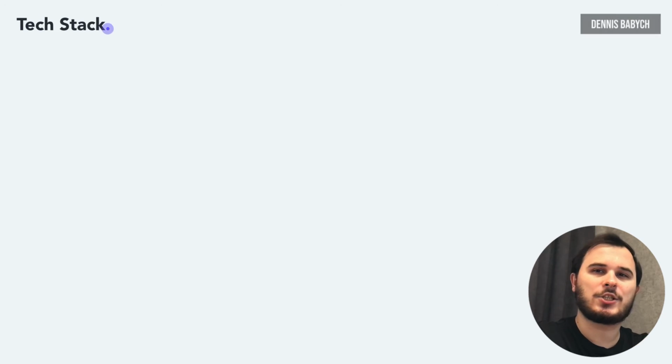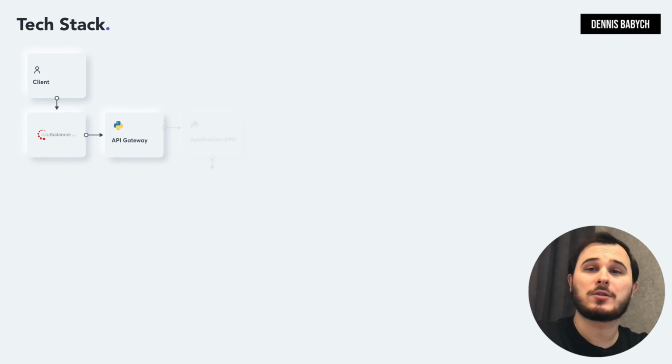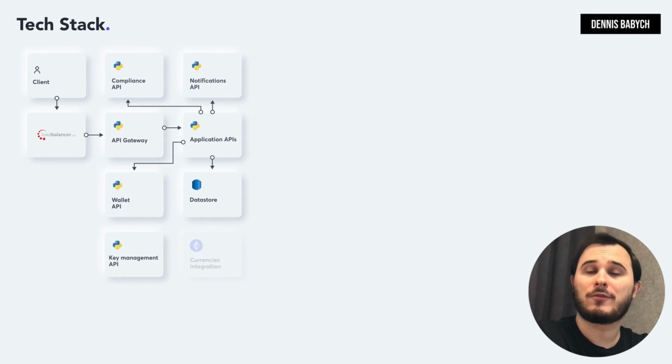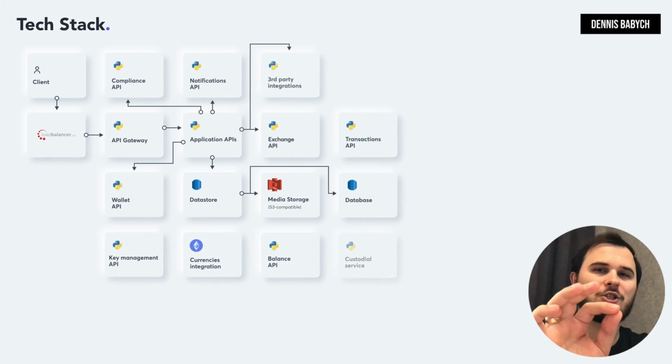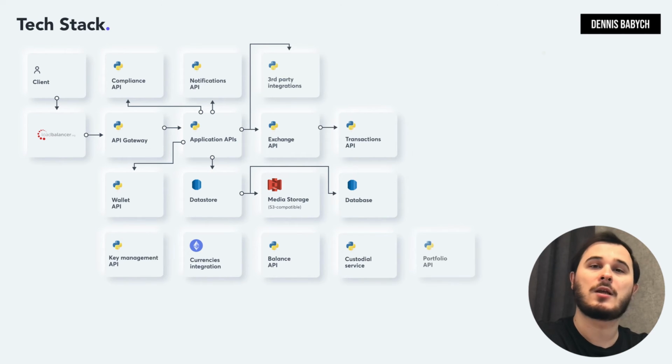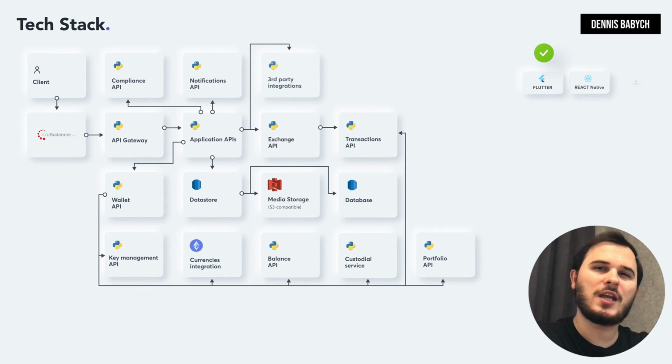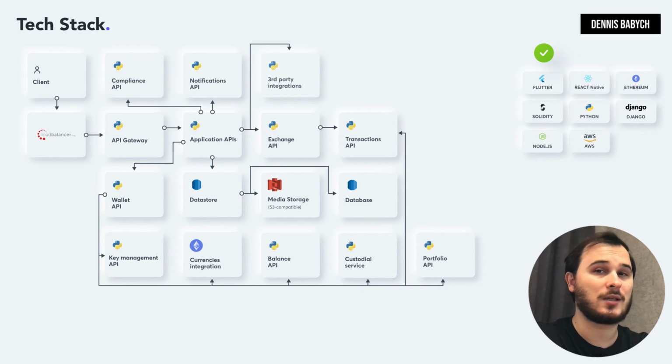So, if you're planning to create a crypto wallet, it's essential to select the appropriate tech stack that enables rapid development of your minimum viable product. Flutter or React Native are excellent choices for the mobile app development. For backend development, a combination of Ethereum, Solidity, and Python, Django, Node.js plus Amazon Web Services for basic functions are perfect options.